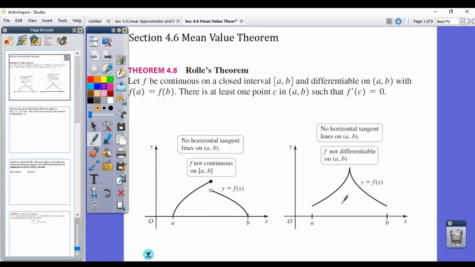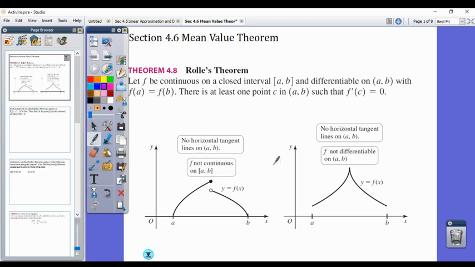Okay, so what it essentially is telling us is that somewhere between A and B, those 2 points, there's going to be at least one point with a horizontal tangent line, and that's when we get our derivative equal to 0. Now, it has to be continuous and a closed interval. You'll notice with the two pictures I have here that the horizontal tangent line doesn't exist since I've got two different values here. And whenever we have those sharp points, it also does not have a horizontal tangent line.